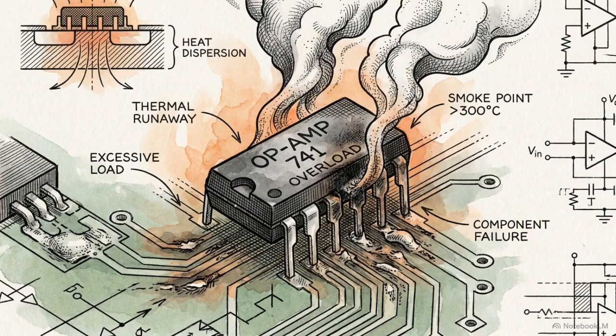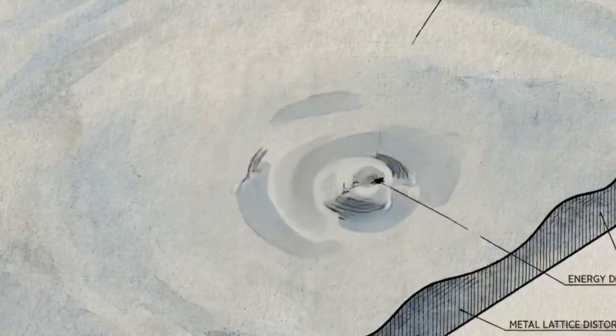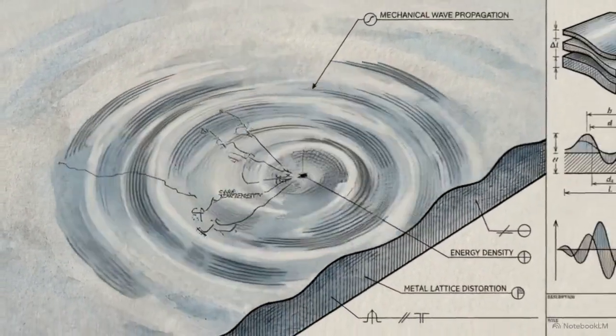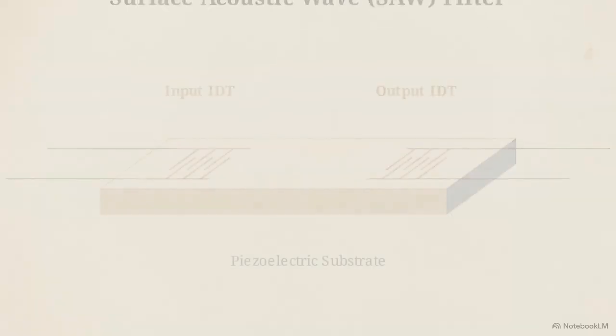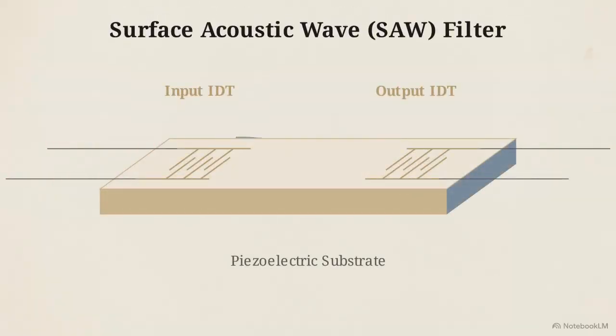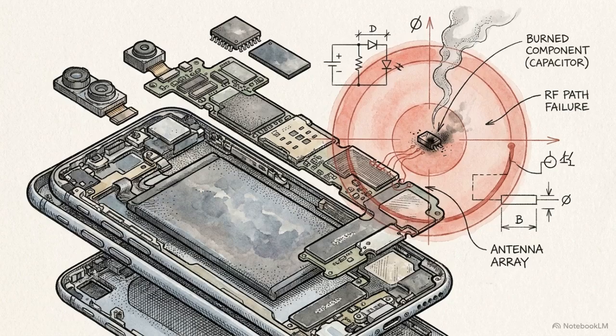However, at microwave and 5G frequencies, active op-amp filters hit their bandwidth limits and fail to operate. For these high frequencies, we shift from moving electrons to moving physical sound waves through a solid medium. Surface acoustic wave, or SAW filters, use transducers to convert electrical energy into acoustic waves on a piezoelectric substrate. While SAW filters are common in mobile devices, they struggle with performance and efficiency at frequencies above 3 GHz.